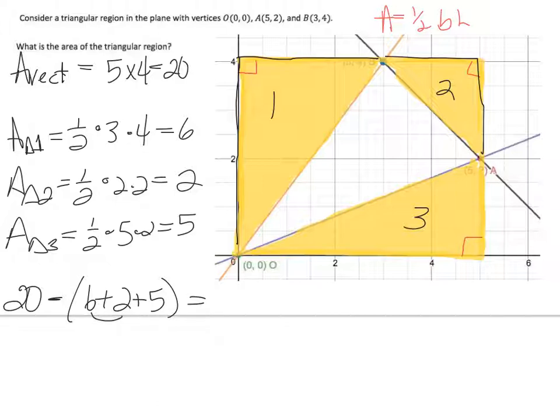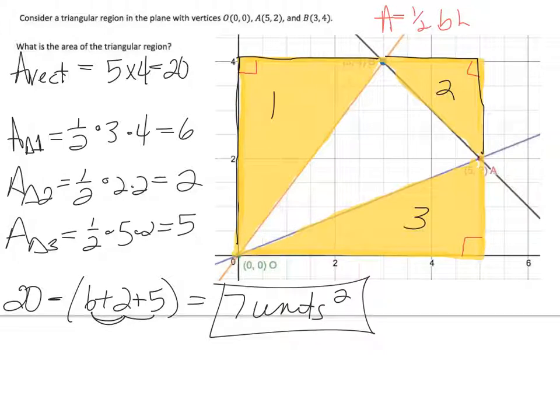This is 8. 8 plus 5 is 13. 20 minus 13 is 7 units squared. That was easy, wasn't it? We got a great answer. It's a correct answer. It wasn't that difficult to do.